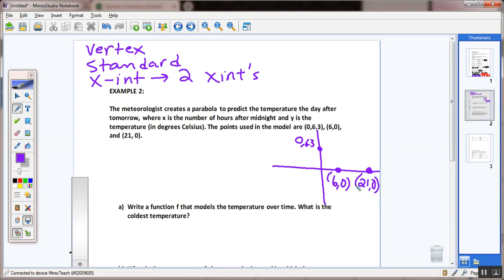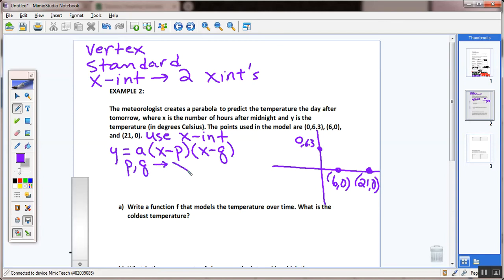Well, here's the deal. If you have 2 x-intercepts, might be a good idea to use which of these 3 forms to start this, kids? We're going to use X-intercept form, okay? Since we have 2 x-intercepts, I think it would be a great idea to use X-intercept form. Excellent, kids. X-intercept form. Here it is. y equals some value a times (x minus p) times (x minus q). I'll make a note right here. p and q represent the x-intercept values.